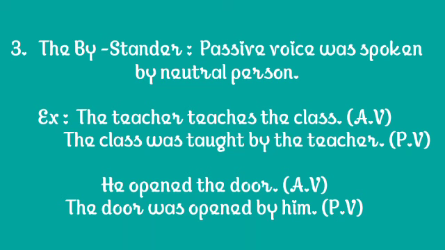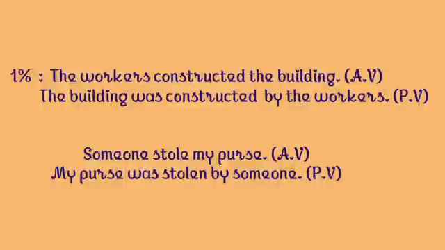So please do remember in the passive voice by will be compulsory, and the 1% is nothing but, the workers constructed the building. Obviously cats and dogs are not going to construct the building, right? So you have to make a correct sentence in the passive voice, that is the building was constructed by the workers. And another example is someone stole my purse. It is in active voice. Now how do you make it as a passive voice? My purse was stolen by someone.